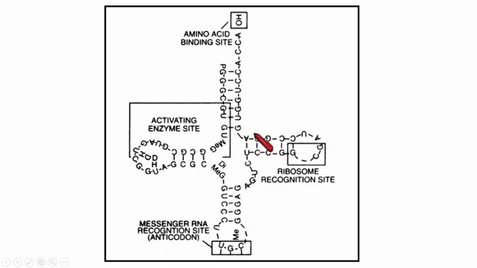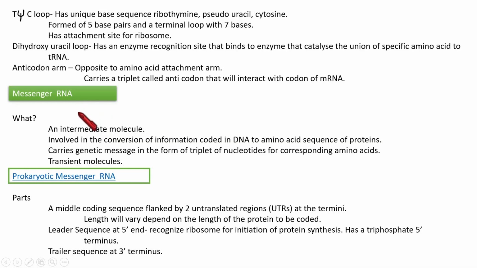That's all about the cloverleaf model of tRNA. I hope that's very clear to you. Next, we are going to learn about messenger RNA. Messenger RNA means what? It is an intermediate molecule, and we can see its role. It is involved in the conversion of the information stored or coded in the DNA to the amino acid sequence in the protein or polypeptide chain.